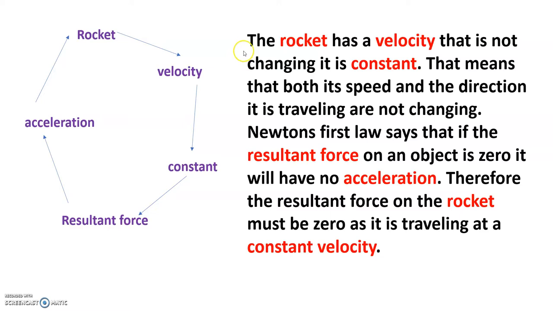This is my answer. The rocket has a velocity that is not changing, it is constant. That means that both its speed and the direction it is travelling are not changing. Newton's first law says that if the resultant force on an object is 0, it will have no acceleration. Therefore, the resultant force on the rocket must be 0 as it is travelling at a constant velocity. I've highlighted the different words that are in my word wheel. I've got everything that I need. There is one last piece of information that I could add to make this answer even better. I wonder if you can think about what that might be.